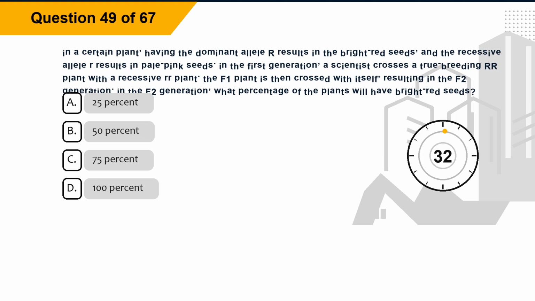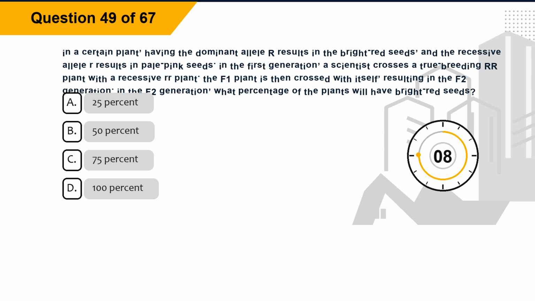Question 49. In a certain plant, having the dominant allele R results in bright red seeds, and the recessive allele r results in pale pink seeds. In the first generation, a scientist crosses a true breeding RR plant with a recessive rr plant. The F1 plant is then crossed with itself, resulting in the F2 generation. In the F2 generation, what percentage of the plants will have bright red seeds?